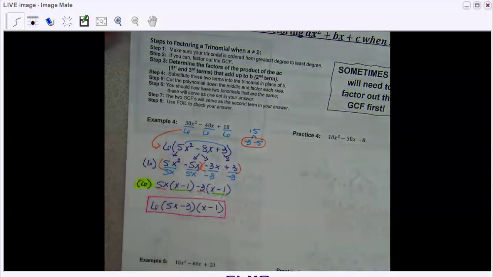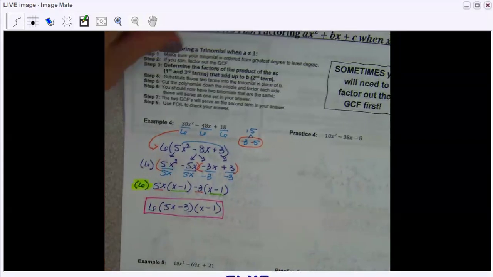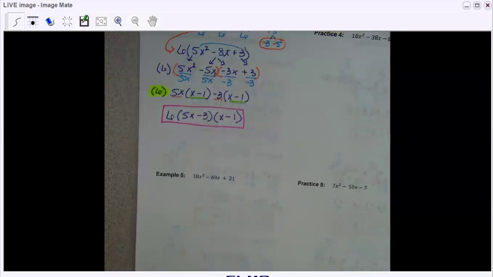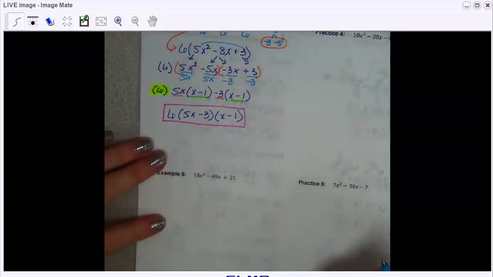All right, any questions? Okay, let's do example 5. What is our GCF there? 3.